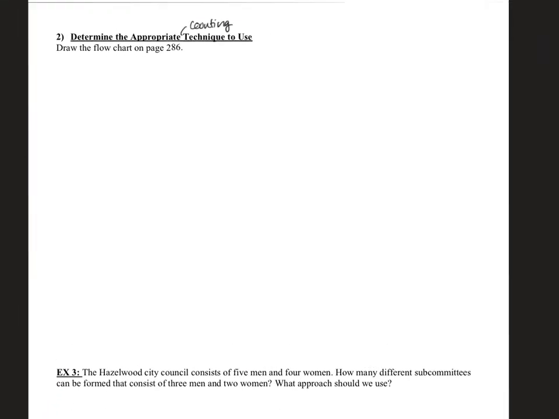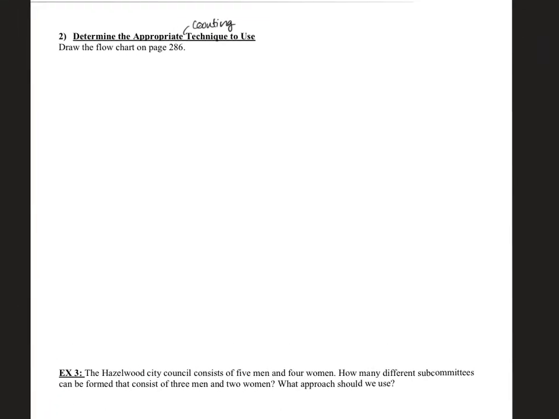Okay, so now we're going to determine the appropriate technique to use for objective 2. And this should say the appropriate counting technique to use. And we're going to draw the flowchart on page 286. Okay, so first thing, our first question we ask ourselves is, are you making a sequence of choices?